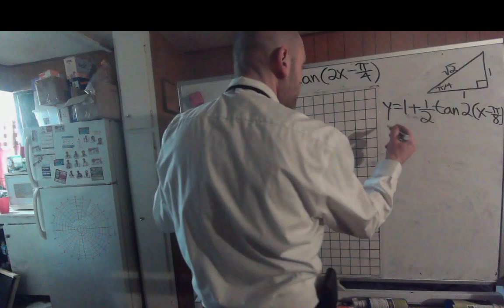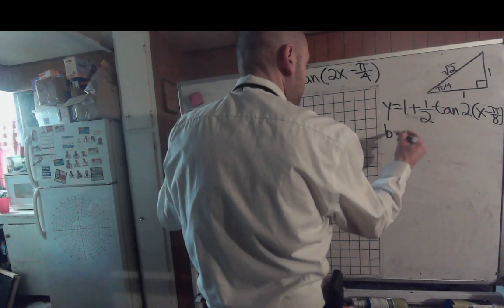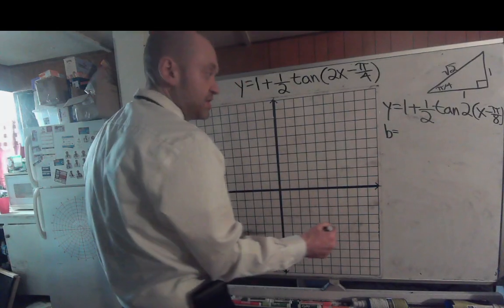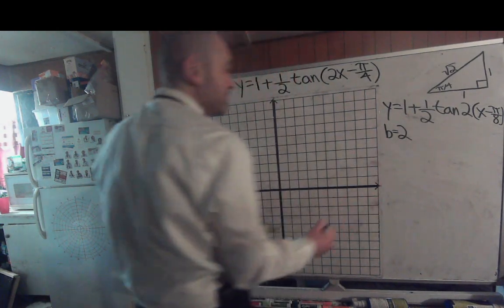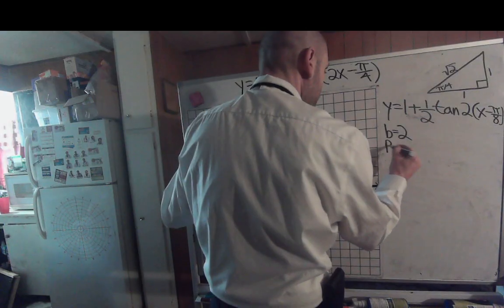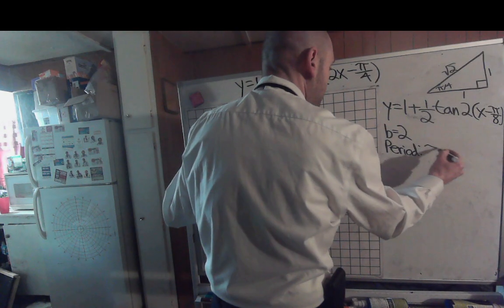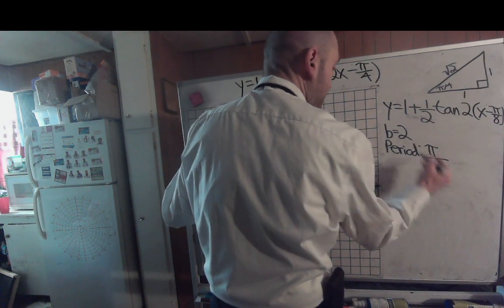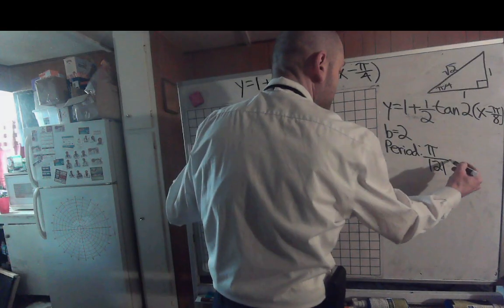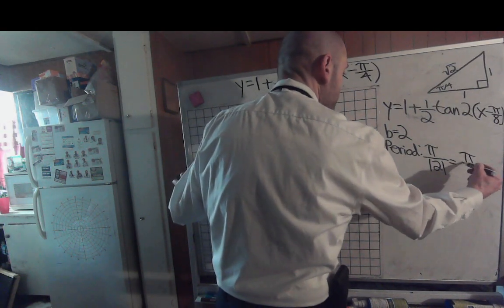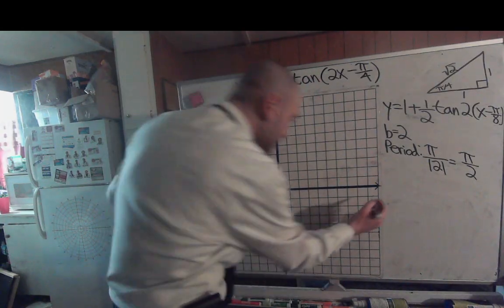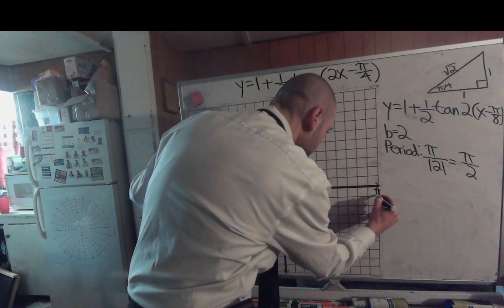So let's figure out your b. That's that coefficient on the parentheses, that's 2, right? So my period is going to be, of course, pi divided by the absolute value of 2, simply giving me a period of pi over 2. So let's go ahead and label our x-axis here. There's pi over 2.